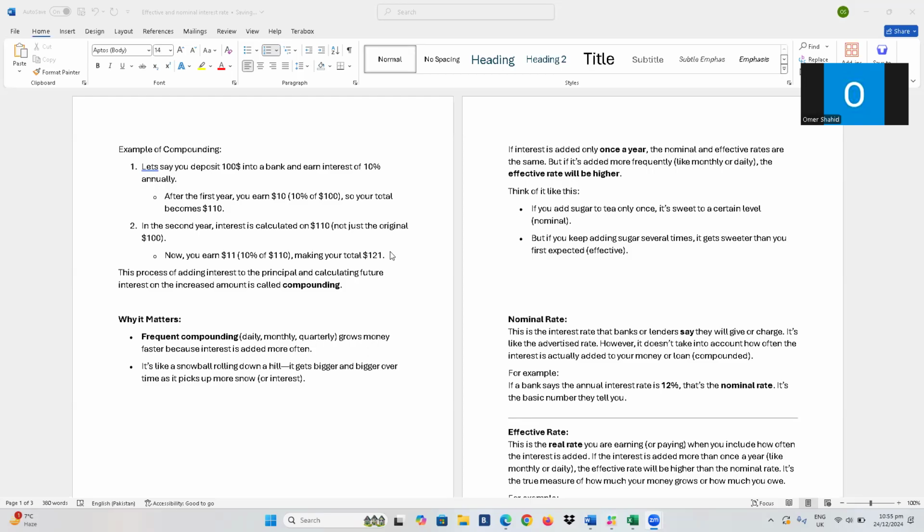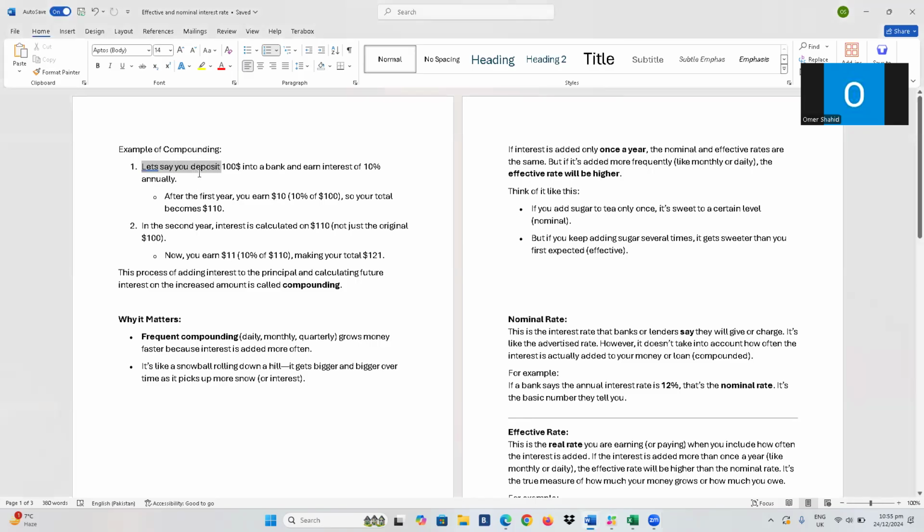Today we will talk about nominal interest rate and effective interest rate. But before going into the nominal and effective interest rate, we need to have a very clear understanding about compounding, about what compounding is. Okay, so let's look at compounding through a simple example.